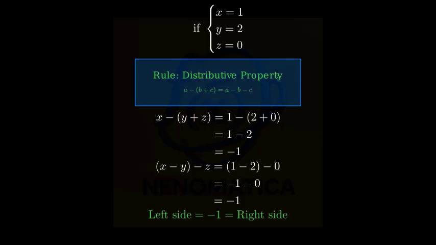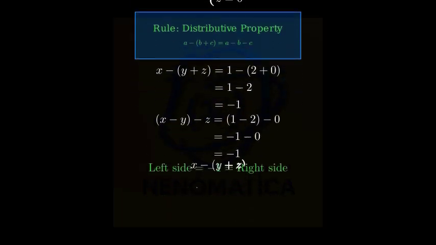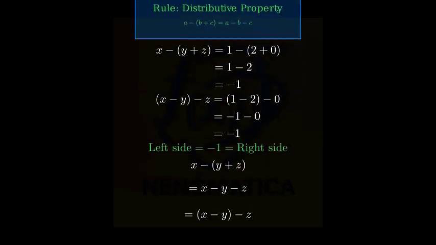Let's visualize this property with a geometric interpretation. Imagine a rectangle with width x. We want to subtract a region with width y plus z. We can subtract this region all at once, which represents x minus the quantity y plus z. Alternatively, we can subtract a region of width y first, and then subtract another region of width z, which represents the quantity x minus y minus z. The result is the same either way, which visually confirms our algebraic identity.